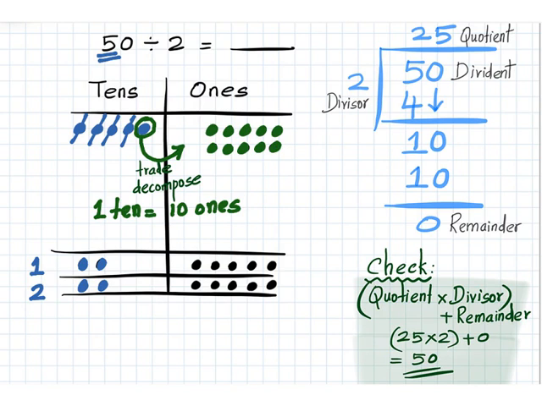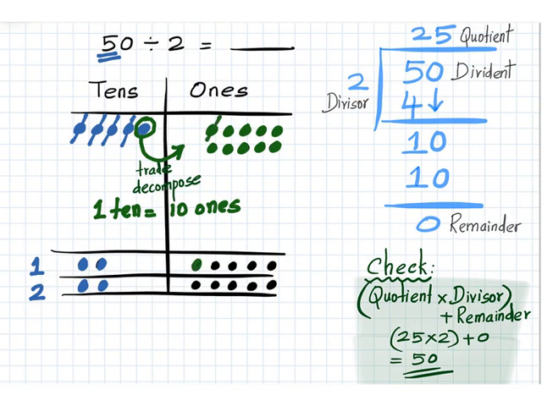After unbundling the 1 ten from the tens column to the ones column as 10 ones, let me share the 10 ones that we got from the tens column with the 2 persons. Let me cross it off as I share it.